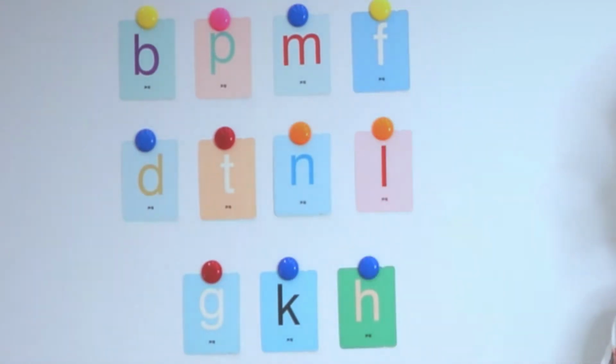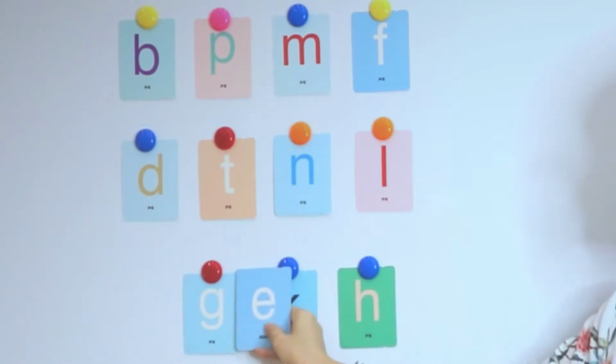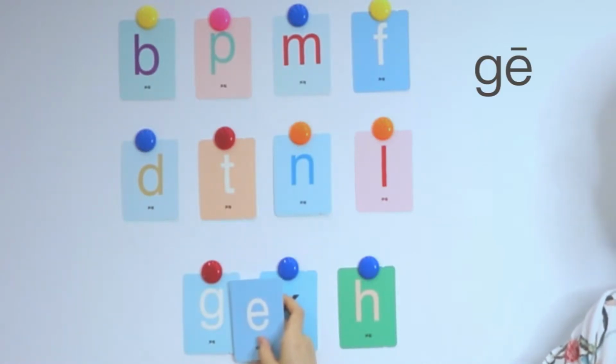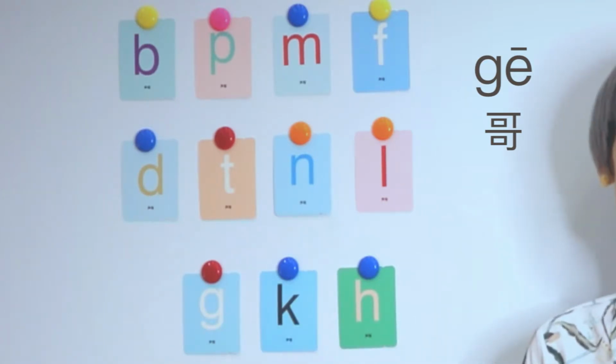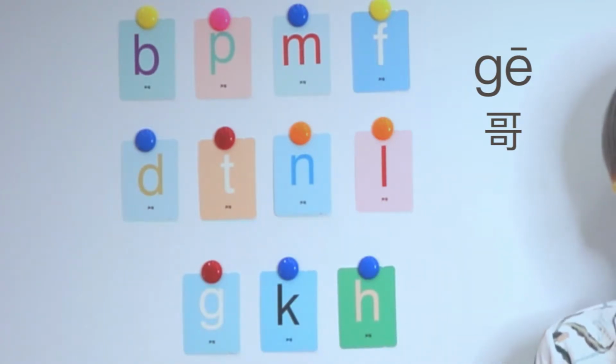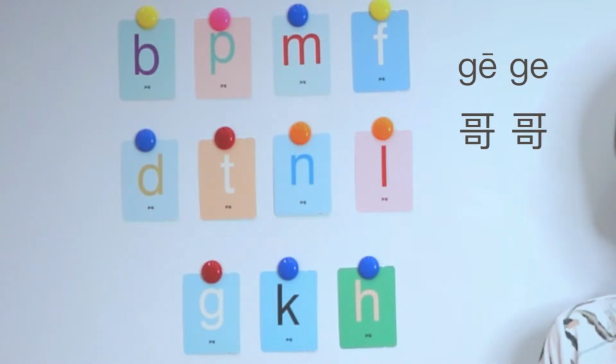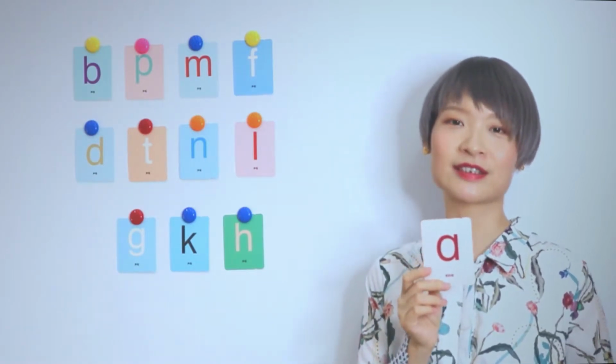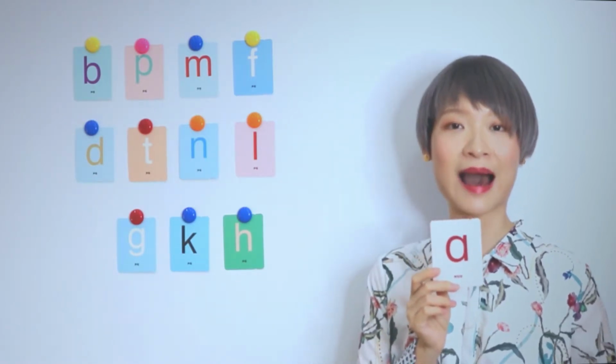If I put a after g, then it becomes a complete syllable. G, g. And how about the first tone? Yes, the first tone is high and flat. No change. G, a, g. G means brother, older brother, actually it's older brother in Chinese. G, G, usually we say twice. G, G. Okay, this final everyone should be very familiar with, which is the typical single final, ah.